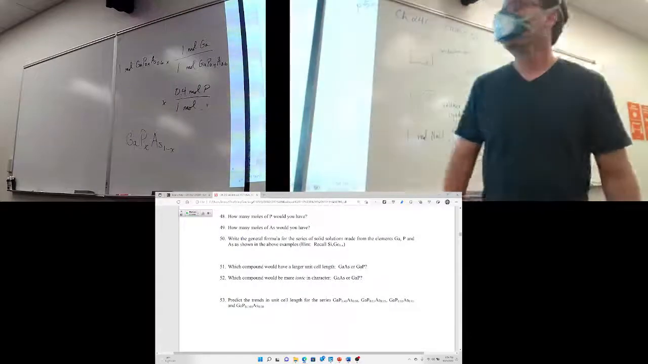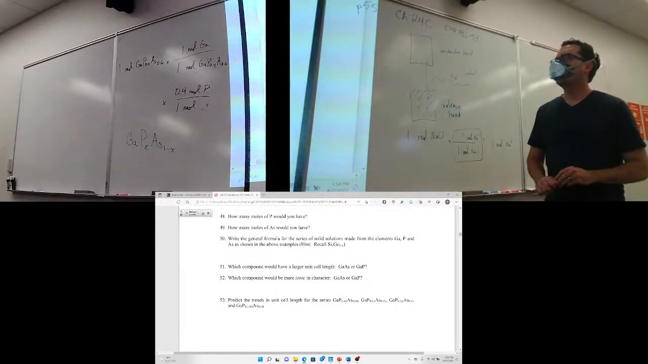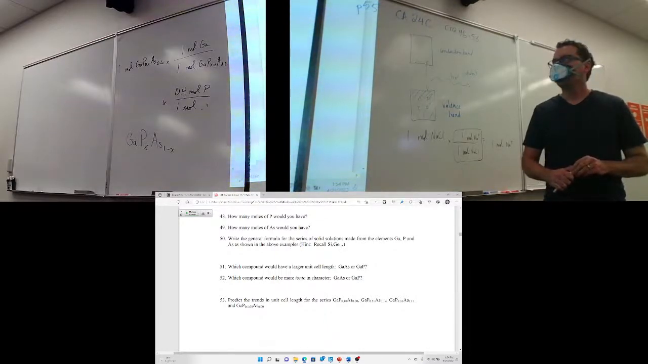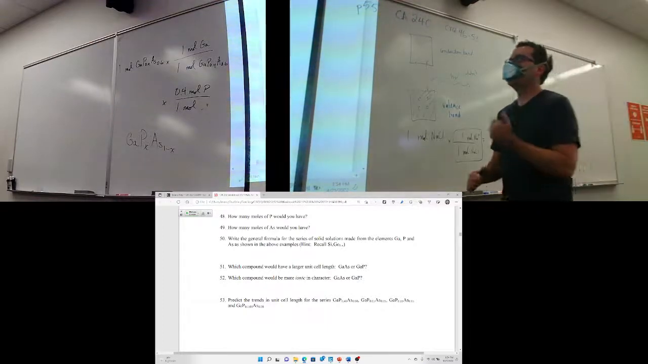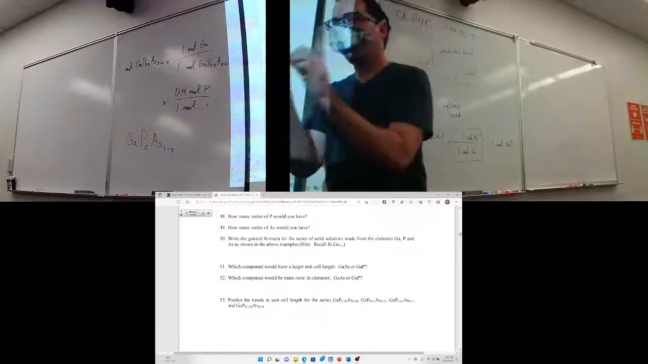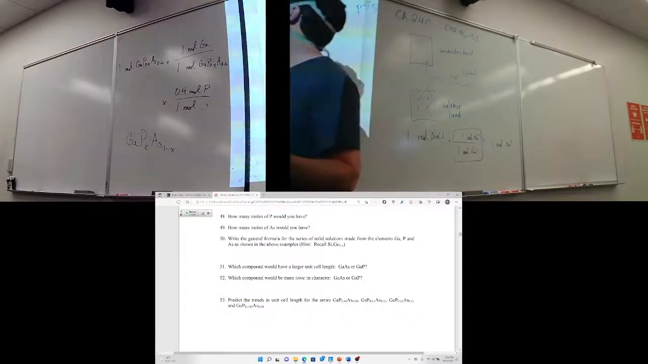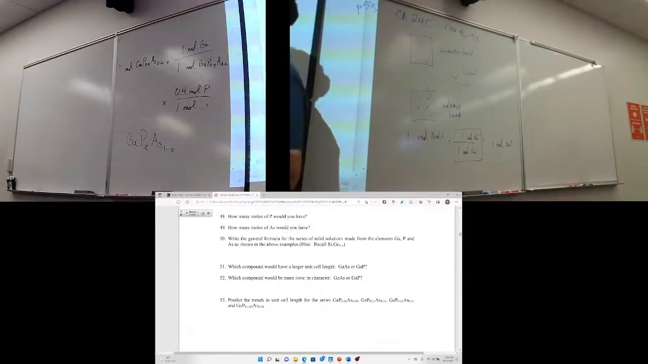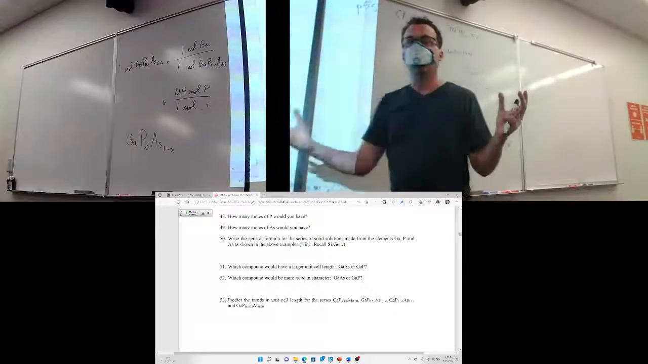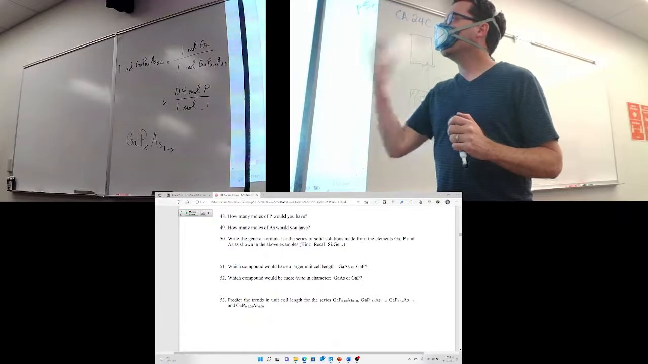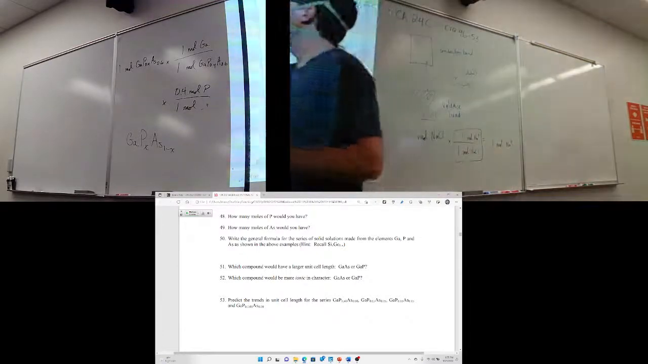In general, so forth. So which one has a larger unit cell length? Gallium arsenide or gallium phosphide? So larger unit cell. So bigger unit cell. The arsenic one, because gallium is the same between them both, but arsenic is a bigger atom than phosphorus is. So gallium arsenide should be a bigger unit cell. So we'll get to, well, which one is more ionic in character?